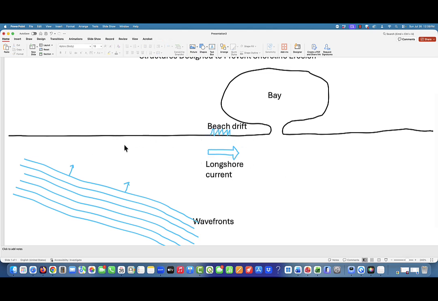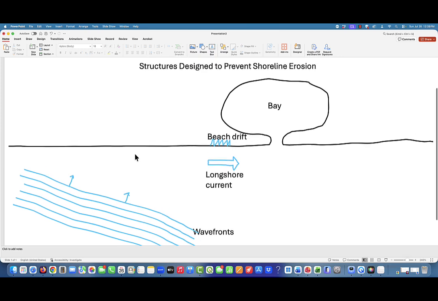And now I'm going to put in some of these structures that are designed to control or to prevent beach erosion. So let's start with this bay here. This bay has an inlet. And we want to keep this inlet opened. So boats might want to come into this inlet. We want to make sure it doesn't all get clogged up with sediment, because this sand is just going to keep moving and choke off that inlet if we don't do anything.